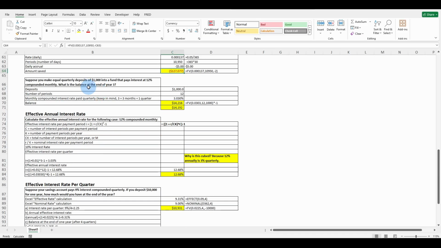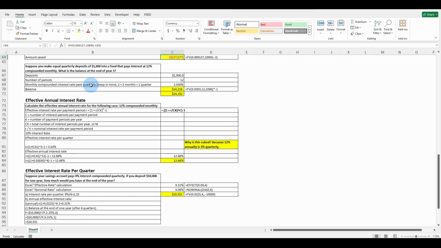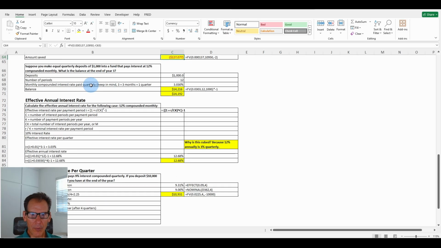Suppose you make quarterly deposits of $1,000 into a fund that pays interest at 12% compounded monthly. What is the balance at the end of year 3? Notice we took a bit of a curve here. We're saying you make quarterly deposits of $1,000. What is the balance at the end?